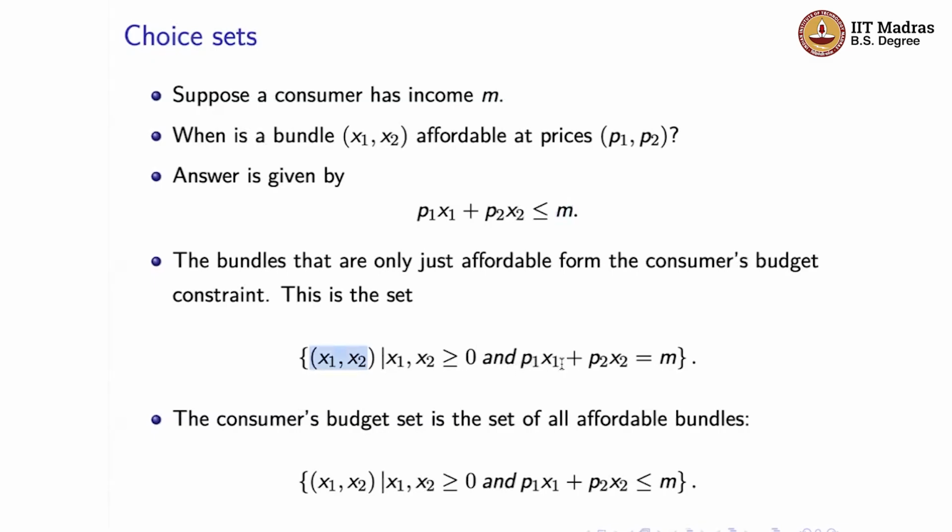And the consumer is exhausting all her income. So P1 X1 plus P2 X2, which is the total expenditure required to purchase X1, X2, has to be equal to M. And the budget set would, of course, include the set of all affordable bundles. So it would also take into account that there may be scenarios where the consumer does not end up spending all her income. Then we'll replace this equality with less than or equal to, right?